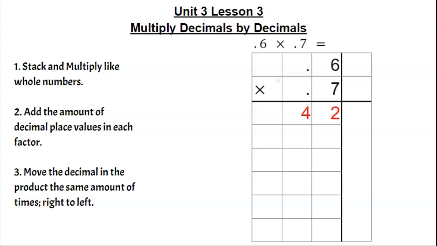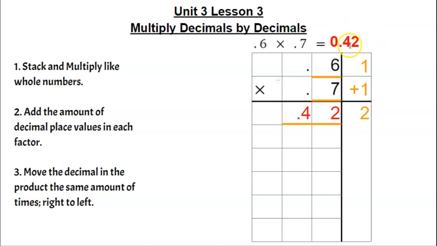Next, we add the decimal place values in each factor. 6/10 has 1 place value behind the decimal, and 7/10 has 1 place value behind the decimal, and we add those to give us 2 place values behind the decimal, which is how many times we move from right to left. 1, 2, place your decimal. So 6/10 times 7/10 is 42 hundredths.